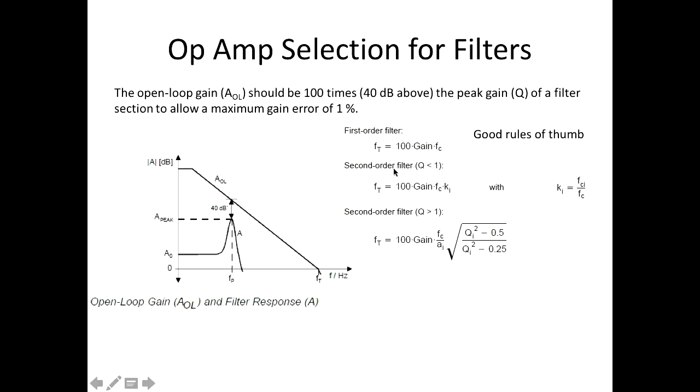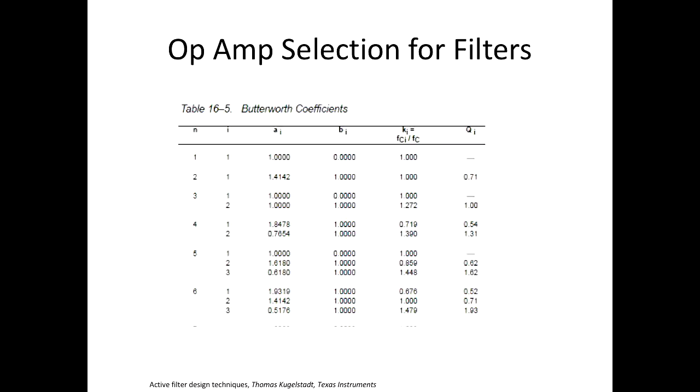For second order design, if the Q value is less than 1, this is the equation. If the Q value is greater than 1, this is the equation. So we will do an example, then you will understand. So this is the op-amp selection for filters.